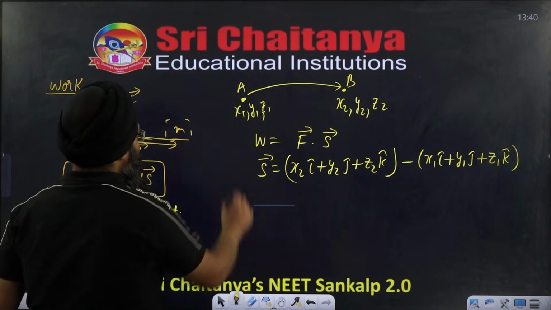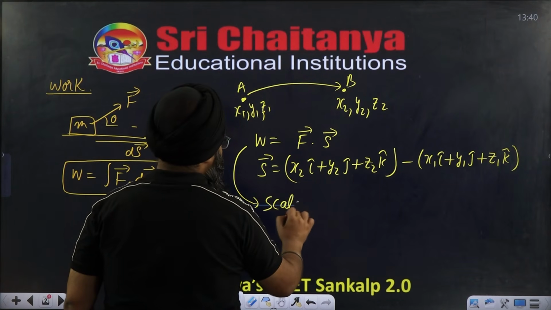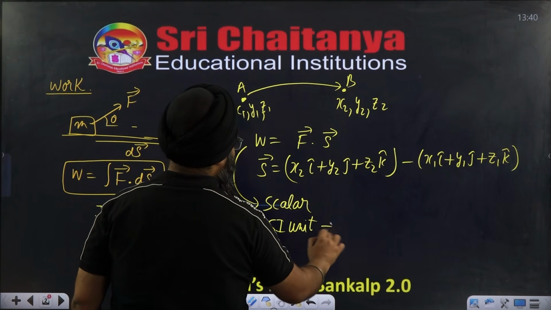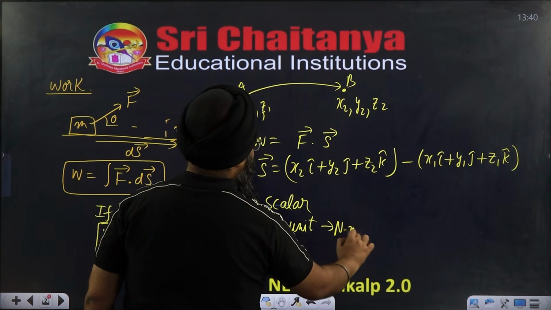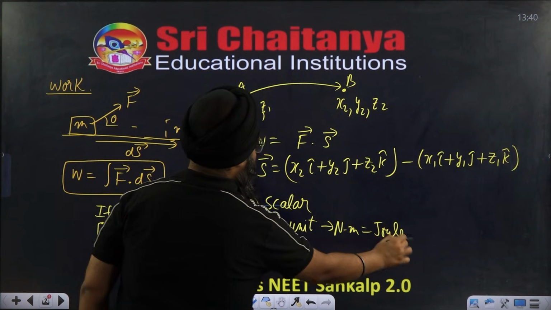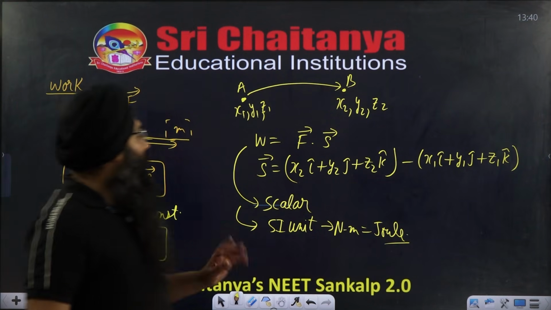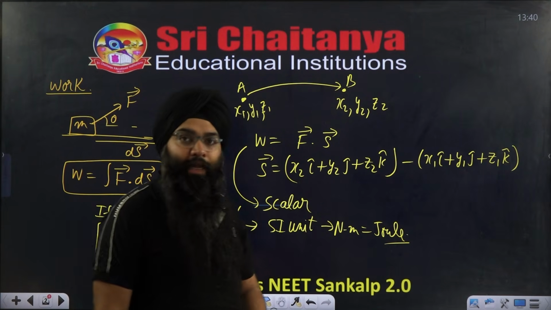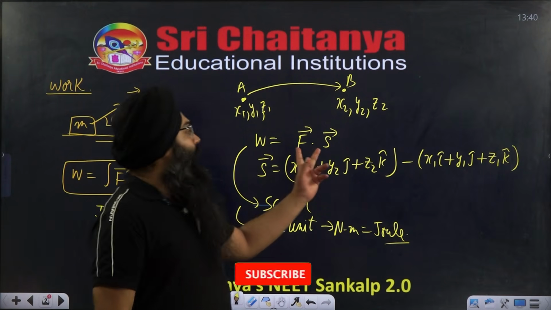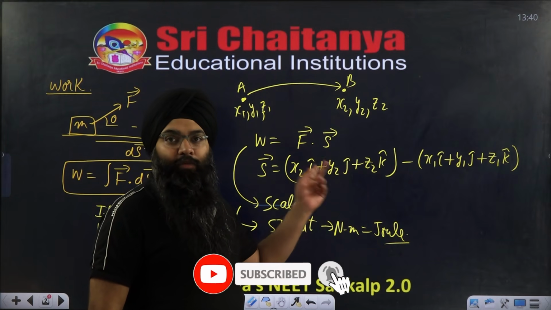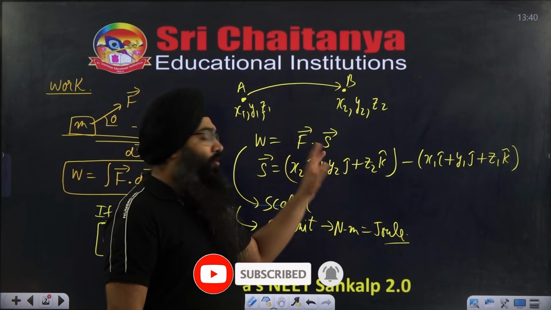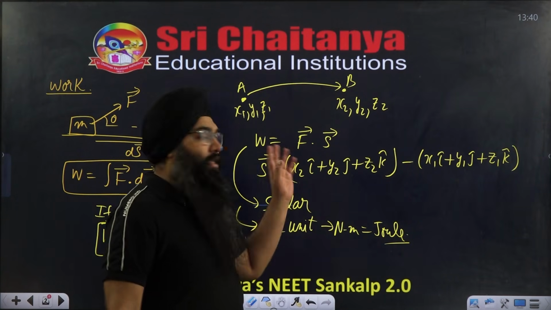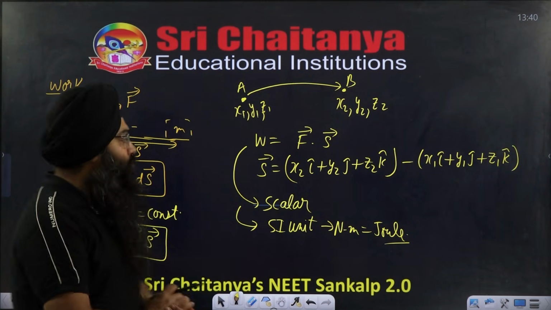You will get the value of work done. Work done is a scalar quantity, and its SI unit is Newton meter, which is called joules. One more thing you must remember: work done can be positive, negative, or zero. If the dot product is positive, that means the angle between the force and displacement is acute, then the work done will be positive. If the angle is obtuse, the work done will be negative, and if the angle is 90 degrees, the work done will be zero. So these things you must remember.